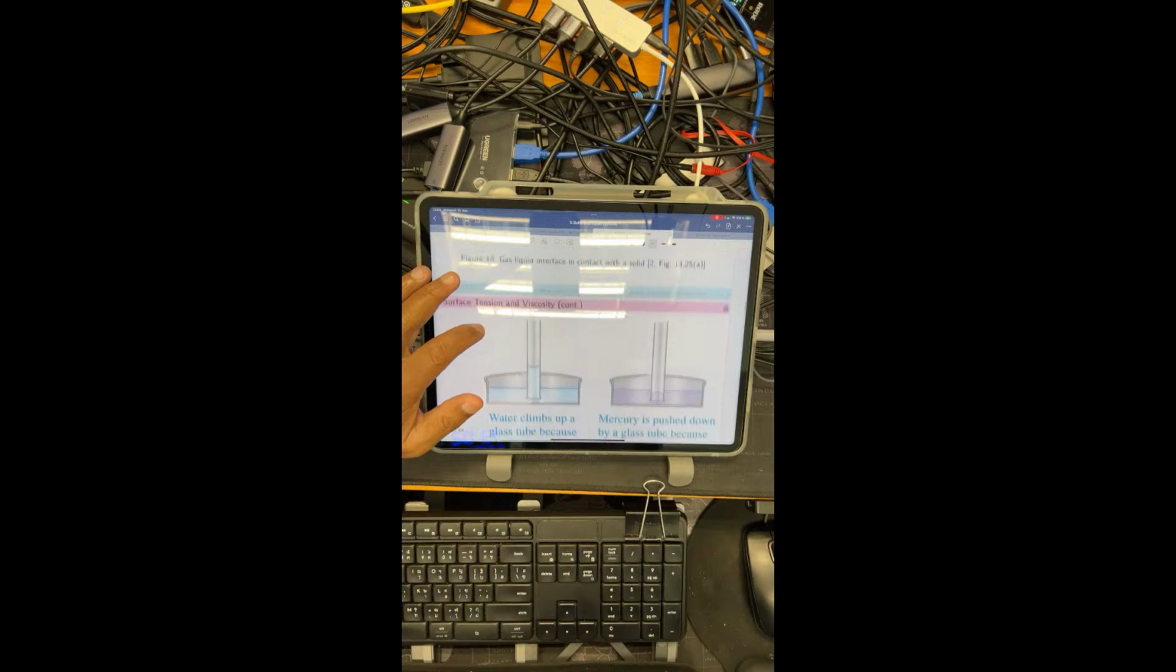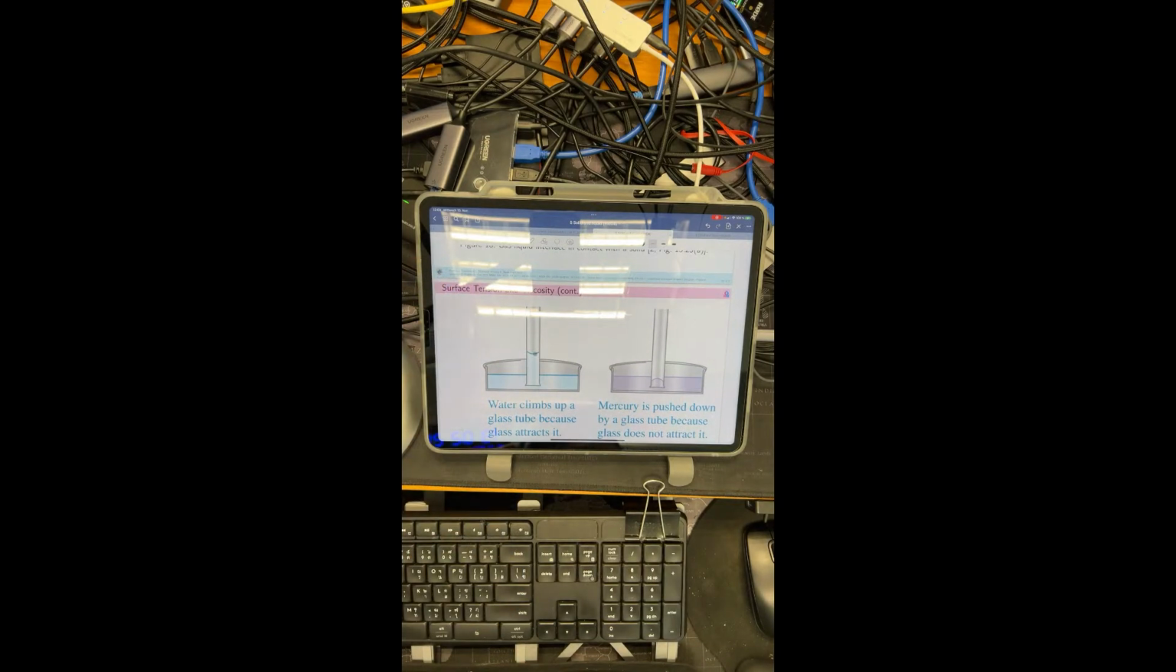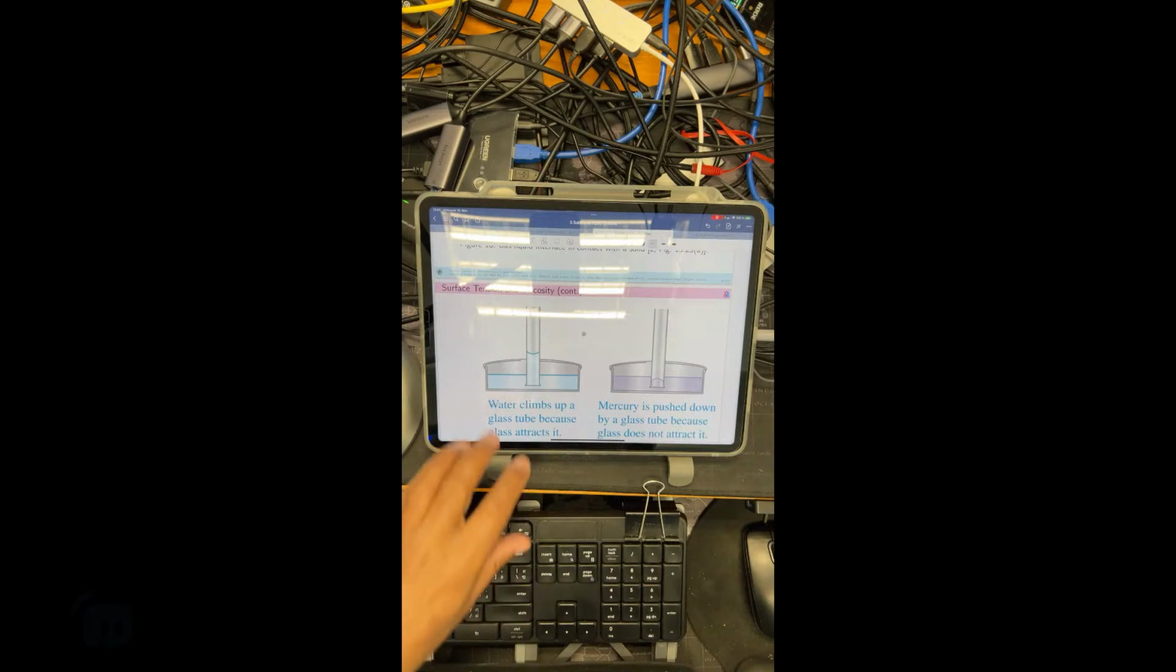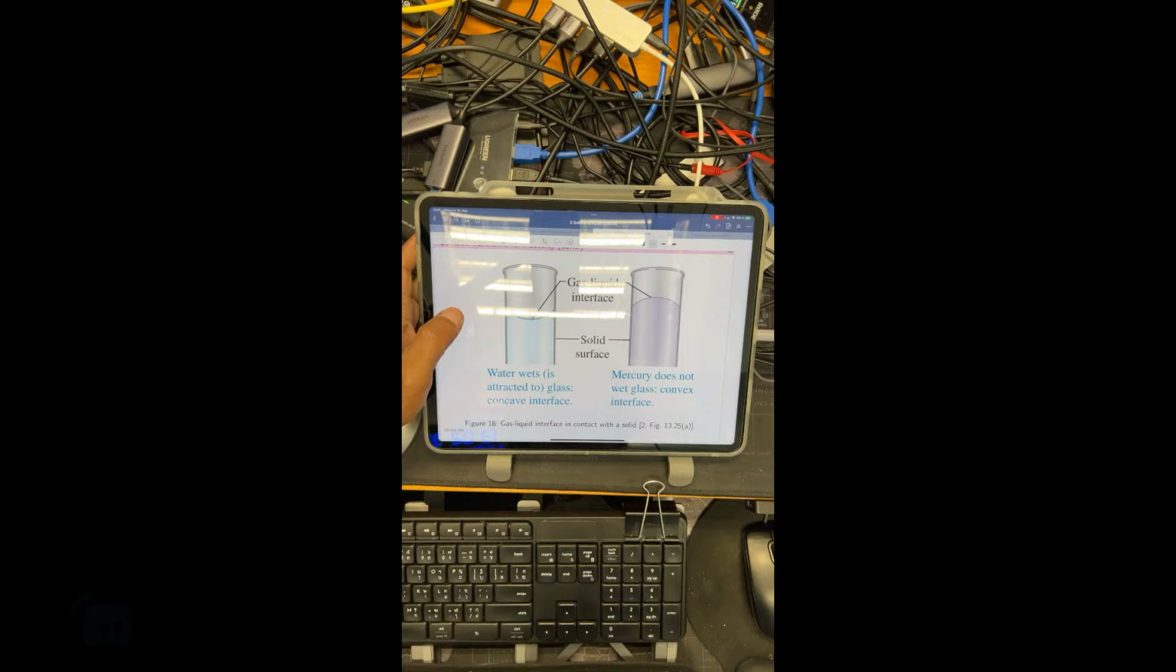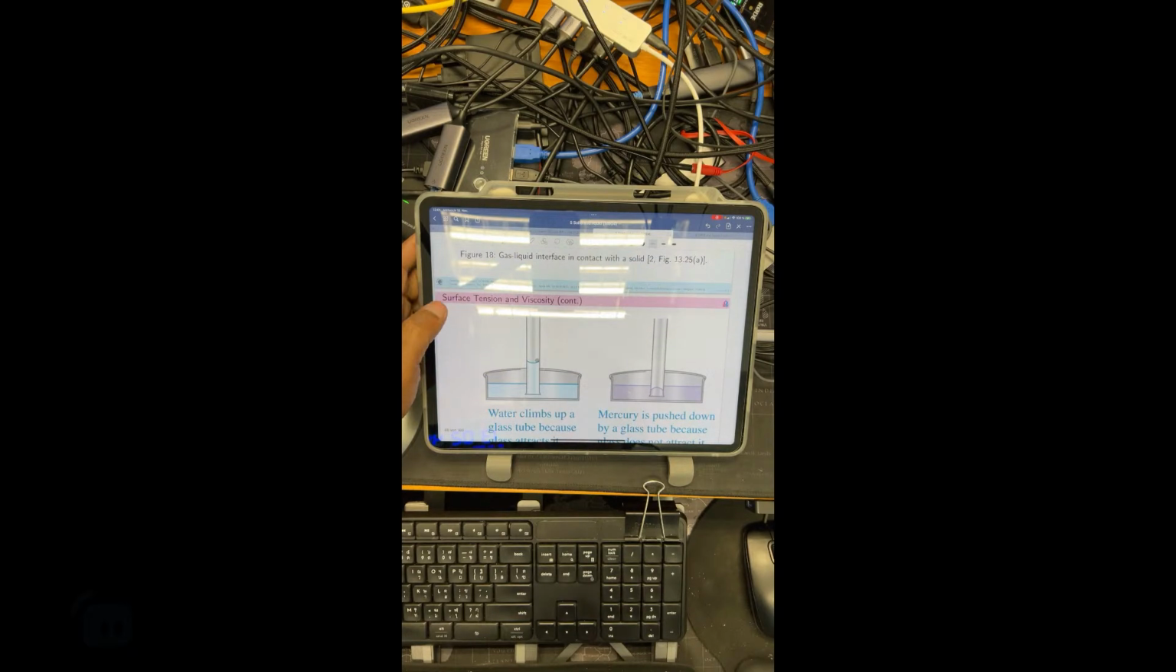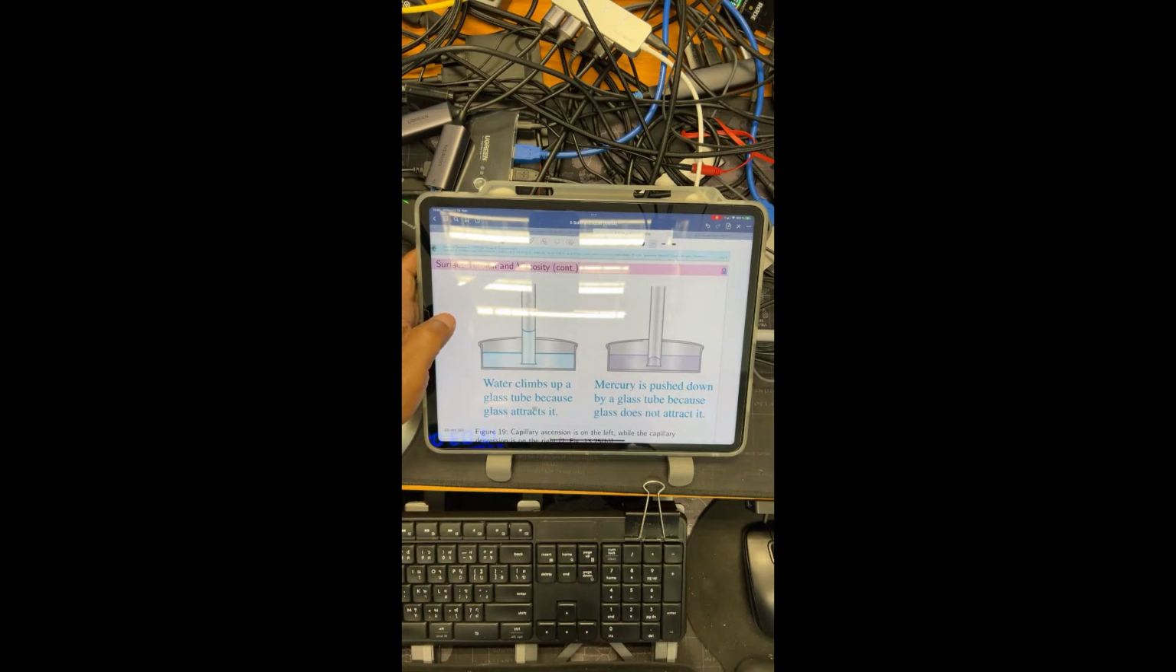Okay, and one more important thing, if you compare the height of the water level inside the capillary tube and the mercury level, compared to the mercury surface, it's also different. Okay, not only the shapes of the surfaces of water and mercury are different, but also the height, how they align inside the capillary tube when the capillary is laid down inside a big bowl, a big container of those two liquids. Okay, water climbs up a glass tube because the glass attracts it.